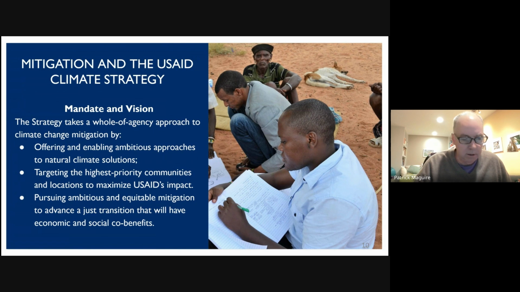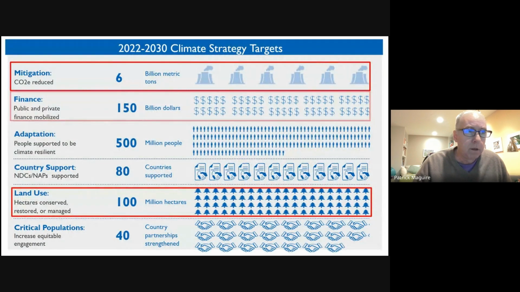We'll talk about the targets that were set up under the strategy in a moment, but also equitable mitigation. So how is this advancing the just transition that is required and that we're working towards as a development agency? Here are these top line climate targets under the climate strategy. This is what we hope to achieve in this 9-year span, 2022 through 2030. They are 6 ambitious, high-level targets that reflect this whole of agency approach.